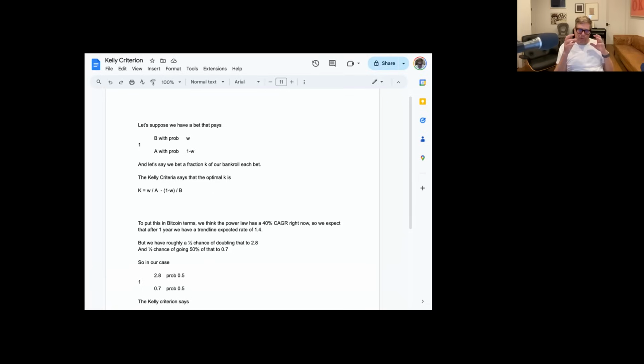Now, we're going to say, and you can prove this, that you're going to bet a fraction K of our bankroll every bet. It's pretty easy to convince yourself of this, because there's absolutely no reason why you wouldn't bet the same fraction every time, because the situation is identical every time. You just may have more money or less money. So we bet a fraction K of our bankroll every bet, and you can prove, and the proof is not very hard, that the optimal size of K is W over A minus 1 minus W over B, okay?